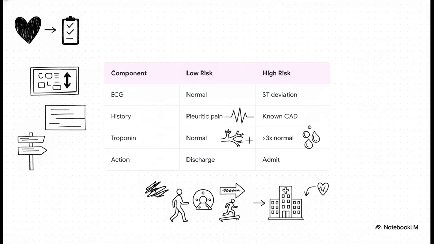But if they have sharp pleuritic pain, a normal ECG, normal troponins, and score low risk, you can use a CT coronary angiogram or a stress test to safely rule out disease before a definitive discharge.